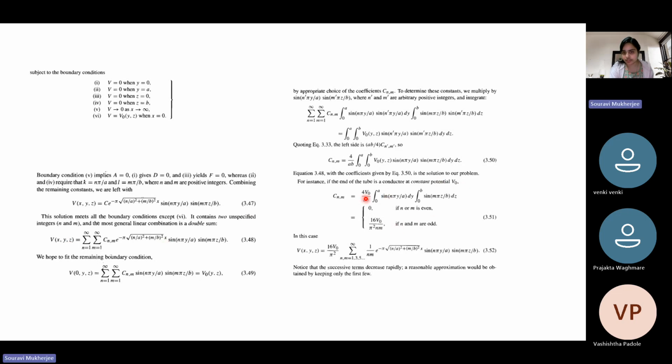So if you have a constant potential, you can simplify your problem further. Otherwise, based on the form of your v naught, your coefficients will change. So once you get the coefficient, now you just put in the final expression. So this is your expression of potential. So you have to practice solving these differential equations and Laplace equations and get used to how you have to choose the boundary conditions, the constants, and the orthogonality relations.